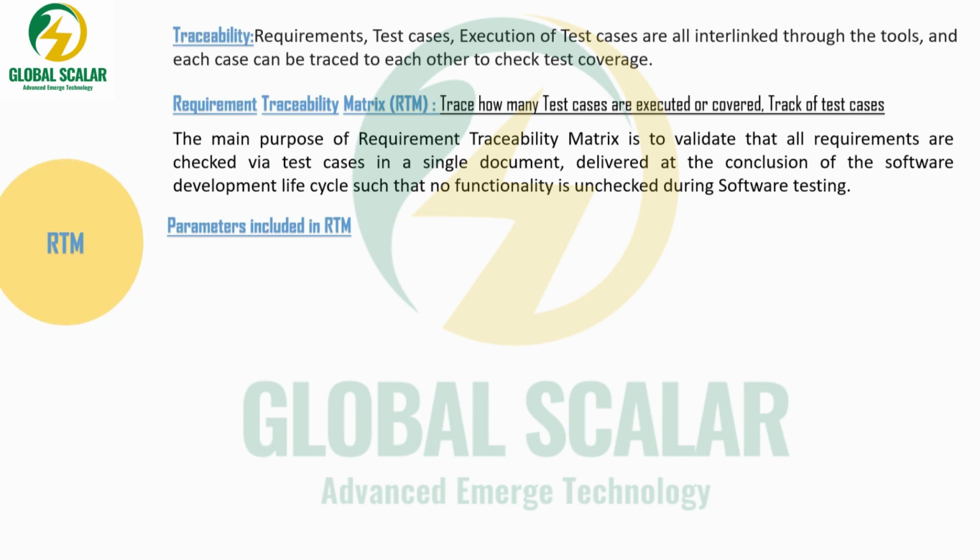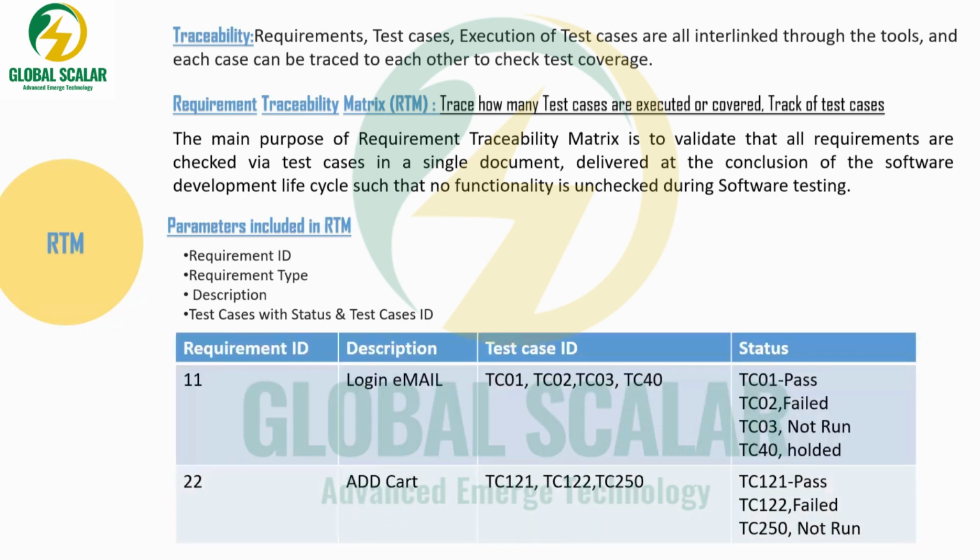The parameters we include in this RTM are the requirement ID, requirement type, description, test case status, and test case ID. So it will look like this. The requirement ID will be, say, 11. The description will be about what the functionality is, and that functionality is of the module or feature. For that, we make test cases 1, 2, 3, so those are the test case IDs.